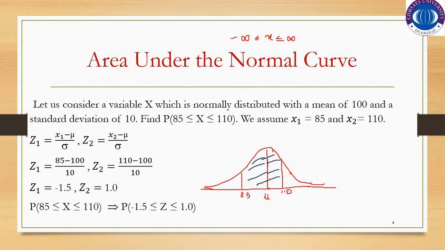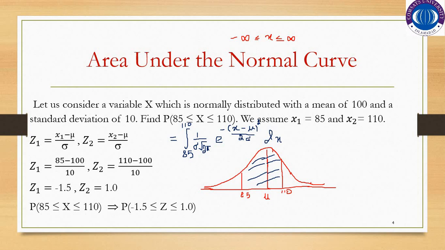So by using the probability density function, the probability 85 less than equal to x less than equal to 110 should be equal to, from 85 we will integrate the probability density function from 85 to 110, which is 1 over sigma under root 2 pi, e raised to power minus x minus mu whole square over 2 sigma square, dx.